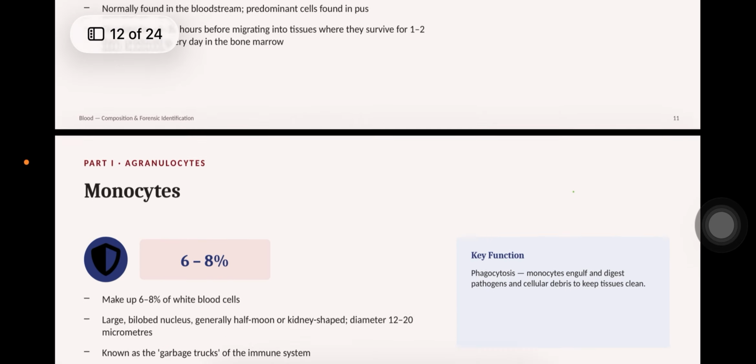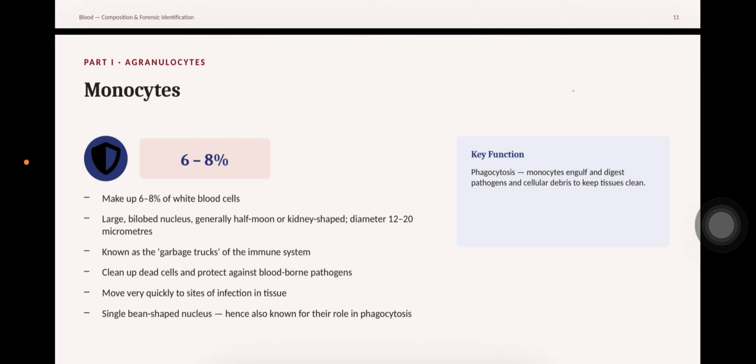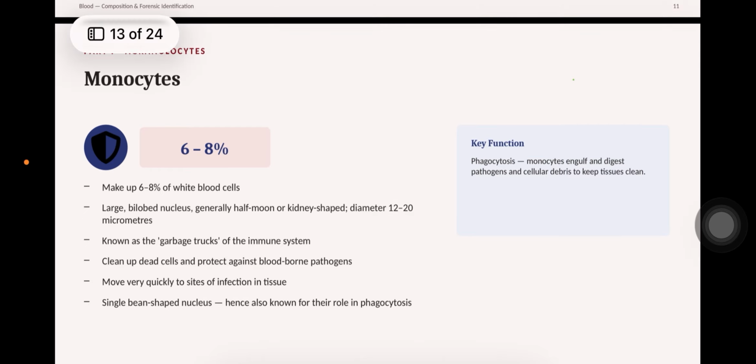Now, moving on to monocytes, the agranulocytes. They make up 6 to 8% of leukocytes. They are large. The nucleus is not bilobed; they generally have a half moon or kidney shaped nucleus. Their diameter is 10 to 20 micrometers. They are known as the garbage trucks of immune systems.